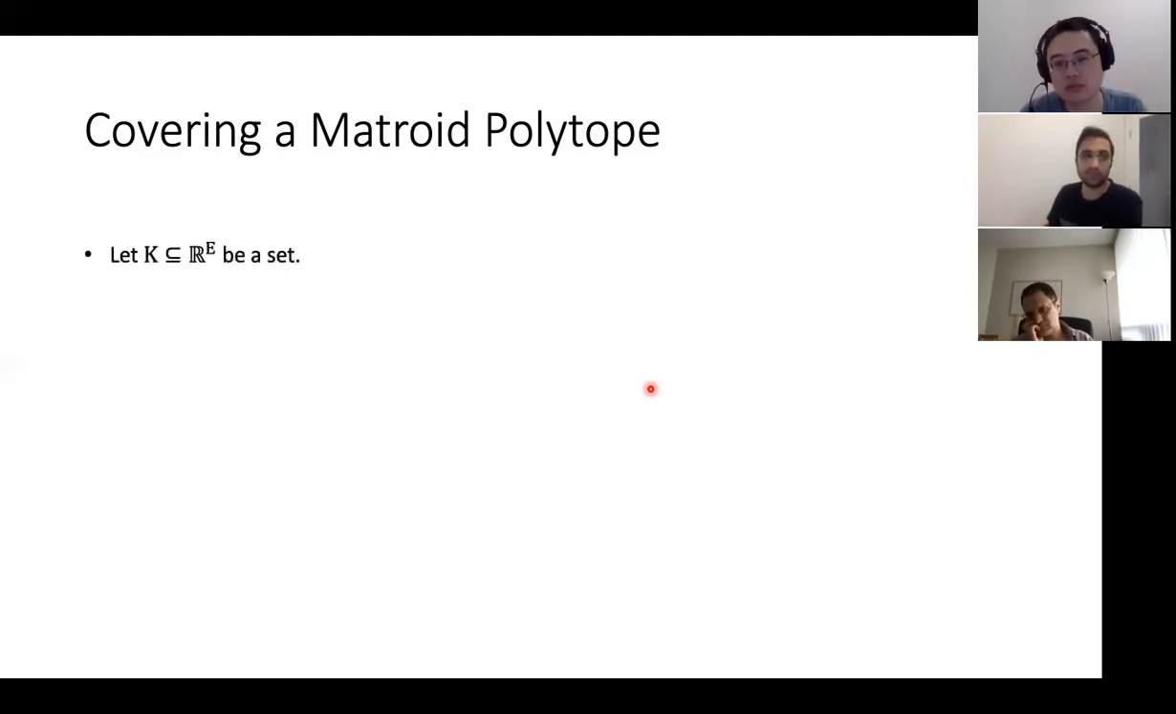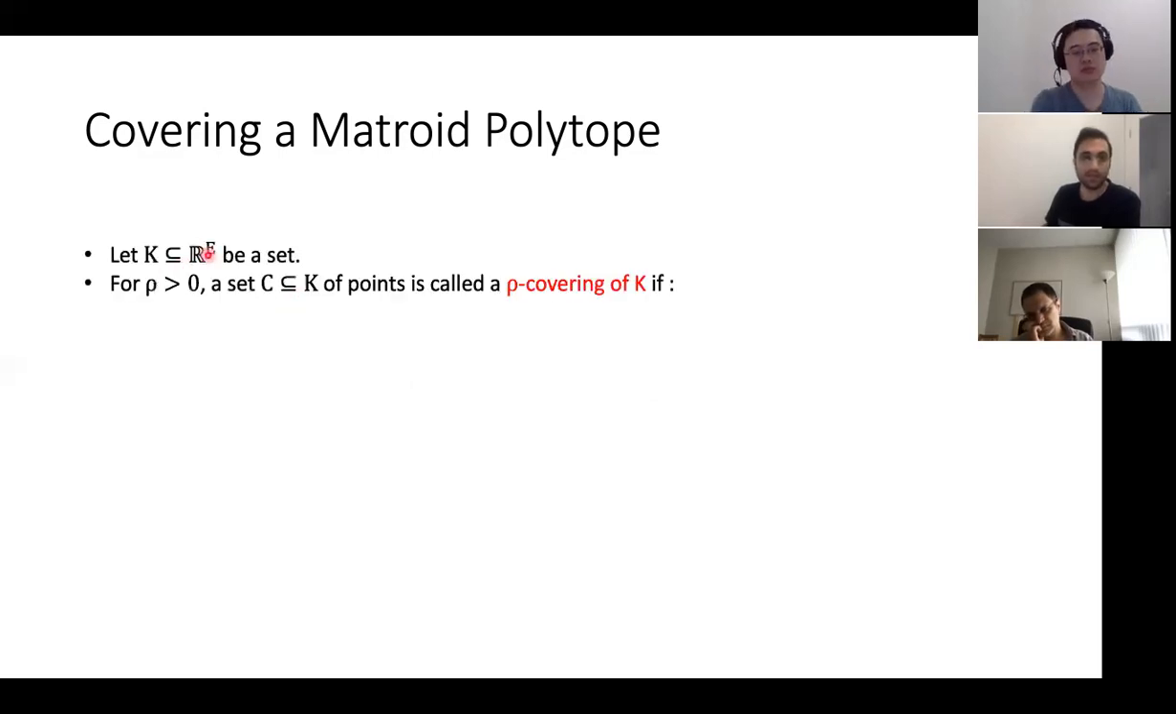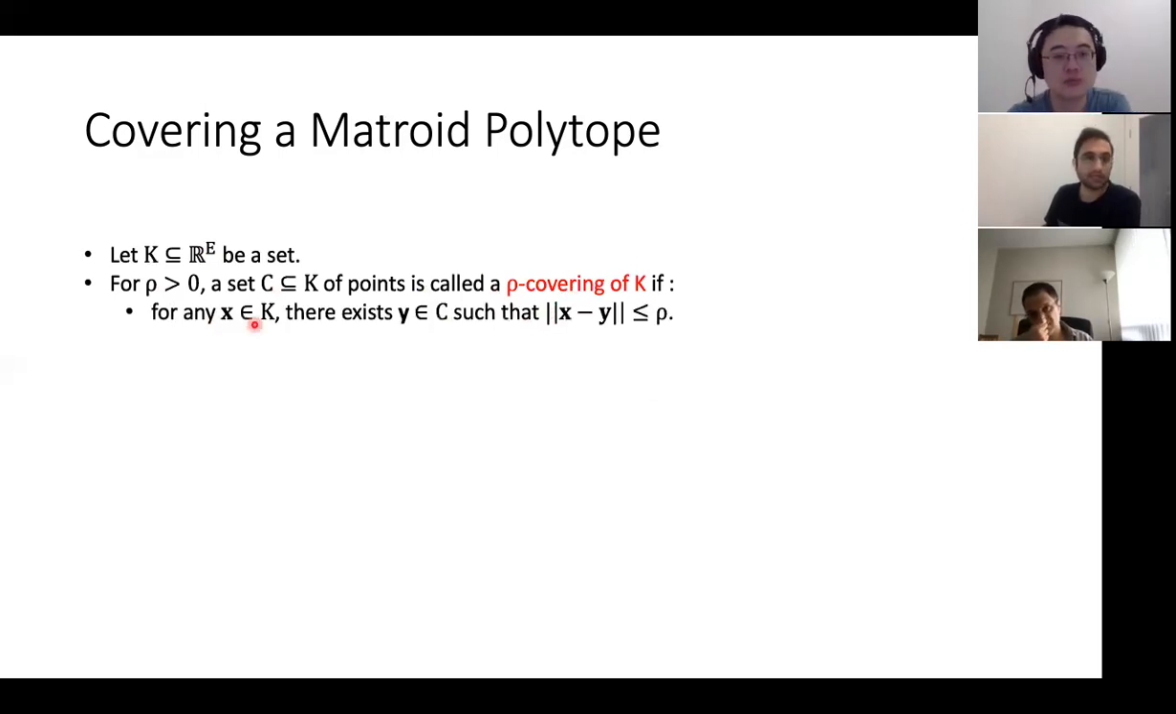So what is the covering? Let K be a set in R to the E. And then for any positive rho, a set C is a rho-covering of K if for any x in that set, there exists y in the covering such that the distance between x and y is at most rho. So basically I have this matroid and then I put small balls inside this matroid, right? And the centers of those small balls are going to be my covering.